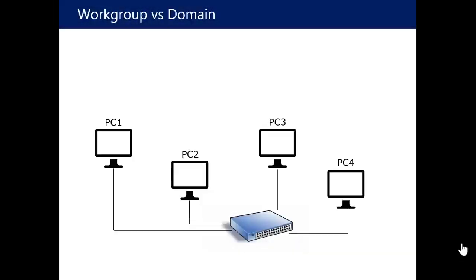There are two types of logical network designs that exist. One is called a workgroup, the other is called a domain. A workgroup is synonymous with a home network, as in a very small network, typically less than 20 devices. The easiest way to think about this is to think of it like your home network.